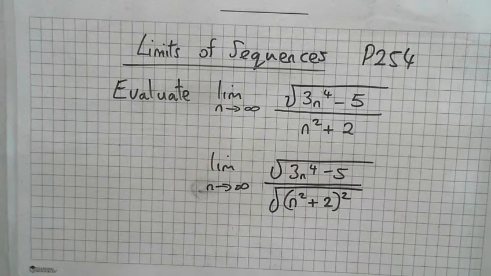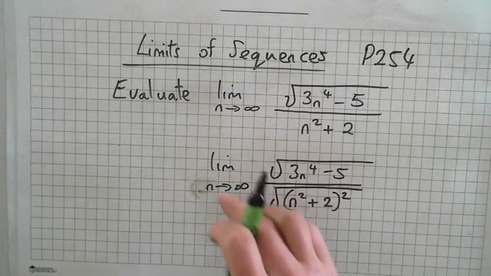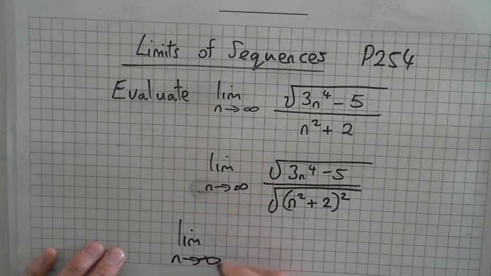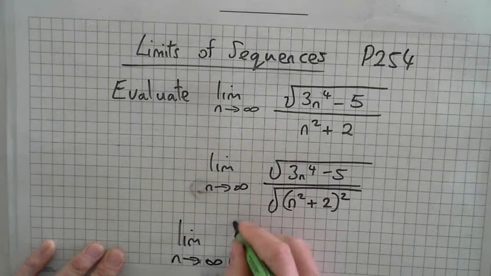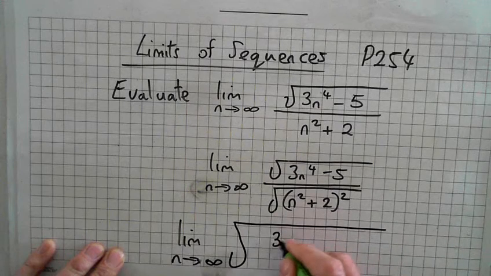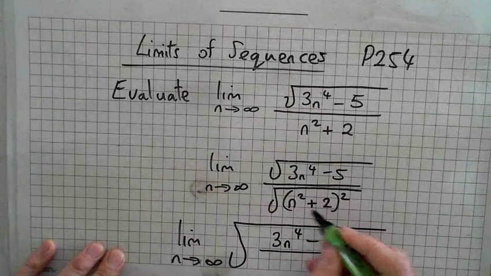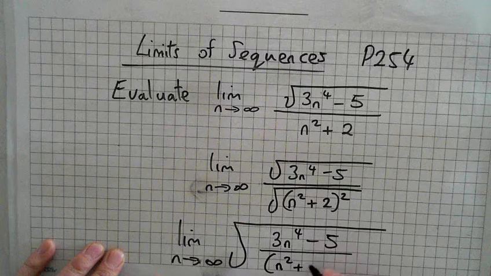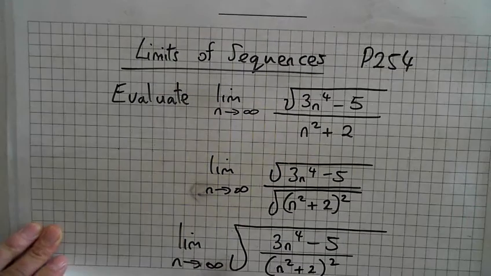Alright, so the next step is, instead of both of them having a square root sign in them, I'll bring the square root sign outside. Three n to the 4 minus 5 over, square root sign is outside, so I've got bracket n squared plus 2 squared. Alright, the next step will be to square this out.